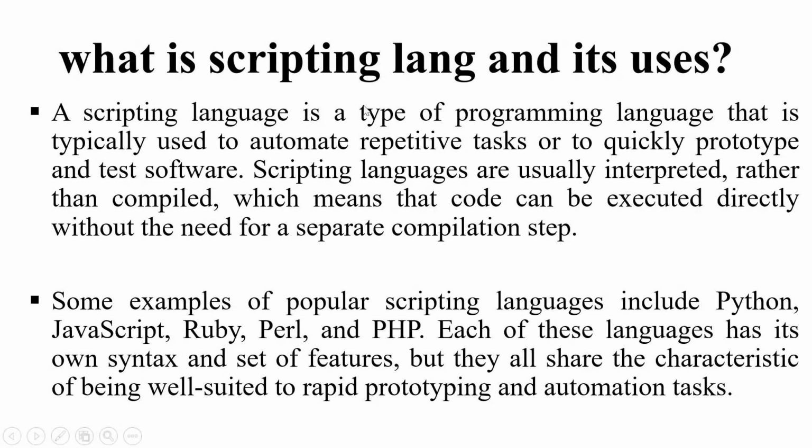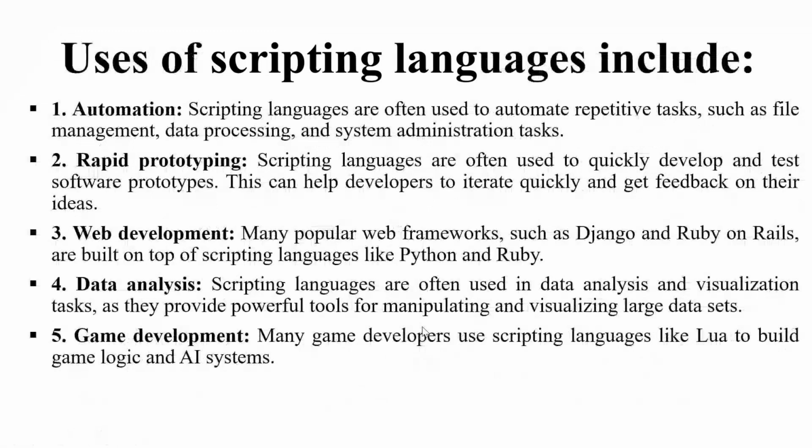Some popular scripting languages are Python, JavaScript, Ruby, Perl, and PHP, etc. Each scripting language has its own syntax and set of features, but all share the characteristic of being well suited to rapid prototyping and automation of tasks. So what are the uses of scripting languages in different domains? The uses include automation.